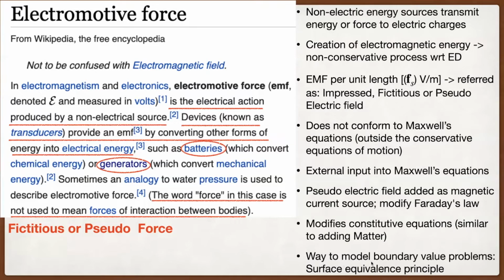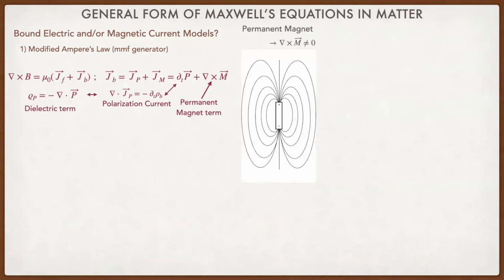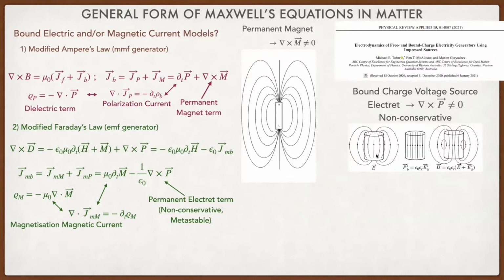There's a way to model boundary value problems known as the surface equivalence principle. If we look at Ampere's law, you can have the curl of M, which is non-zero, and that represents a permanent magnet. And if we look at Faraday's law, we can have an electret where the curl of P is non-zero. This is just straight out of Griffiths, where he models an electret. You can see the D field is similar to a B field in this case.